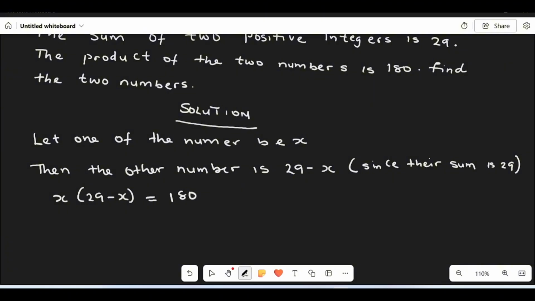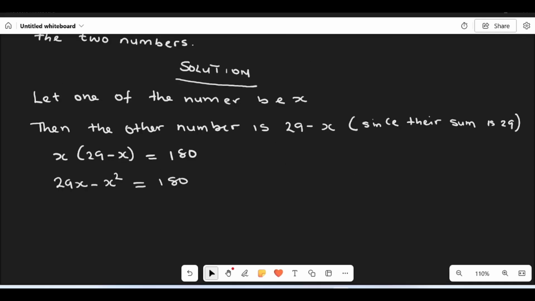Expand the bracket. x multiplied by 29, we have 29x. x multiplied by minus x, we have minus x squared, equal to 180. Let us rearrange the equation: minus x squared plus 29x, and let us bring 180 to the right hand side, and the positive sign will change to negative. So minus 180 equal to 0.